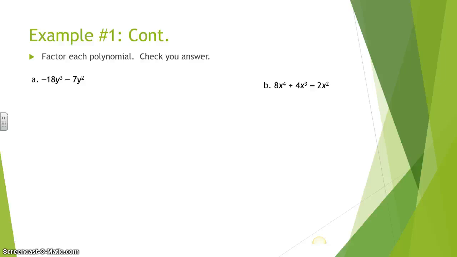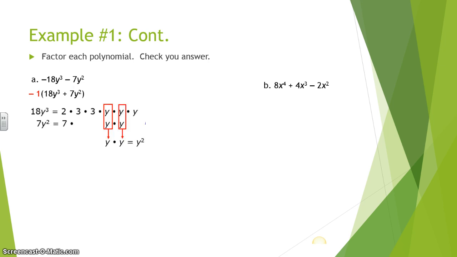Here we have some other examples of factoring out polynomials. So we have negative 18y to the third minus 7y squared. Factor out each of these by finding the greatest common factor. Before we do that though, notice how each of these has a negative in front. We can bring out that negative value. So we have negative 1 parenthesis, now this becomes positive 18y to the third plus 7y squared. It's going to be a little easier to break this apart by taking out that negative.